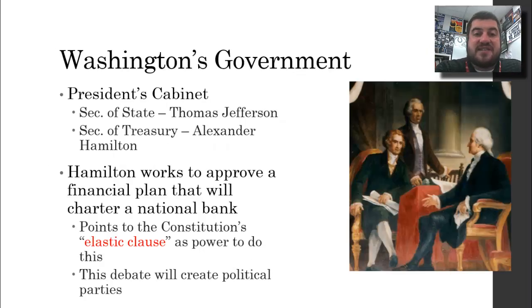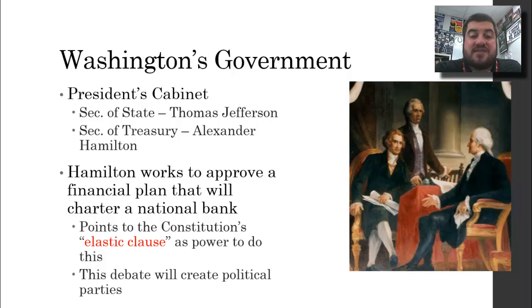Washington's government. President Washington organizes it, and he has a cabinet. Two of the most important members of that cabinet are his Secretary of State and his Secretary of the Treasury, Thomas Jefferson and Alexander Hamilton. These are his most trusted advisors, but they don't get along at all. Hamilton's idea to secure the nation's financial future is to charter a national bank. But in the Constitution, remember, we have a limited government. Where does it say we can do that?